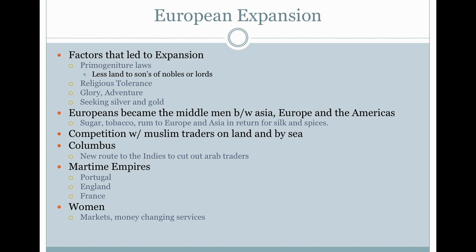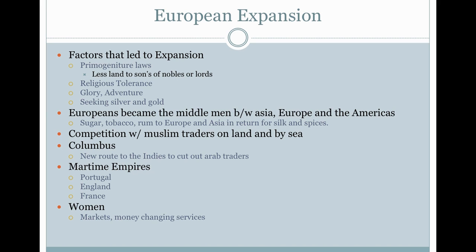There were primogeniture laws. Remember those? These are laws that basically said if you're a nobleman or a landowner, your oldest born son would inherit your land. Well, that stunk for the second or third or fourth son. So you have wealthy young men who can't obtain land in Europe, so they want to find land overseas.